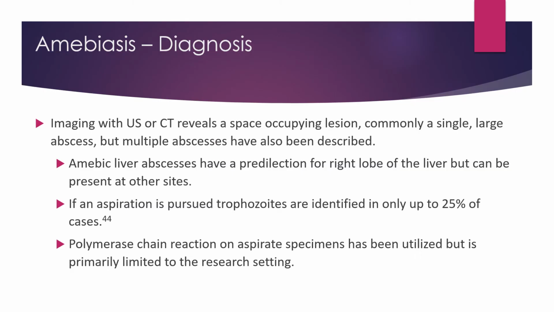So, diagnosis. Clearly, if a patient has pain, fever, and abnormal transaminases or bilirubin, imaging is necessary. Imaging with ultrasound or CT can reveal a space-occupying lesion, commonly a single large abscess, but multiple abscesses have been described as well. Abscesses have a predilection for the right lobe, but can be present in other sites. If aspiration is pursued, trophozoites are only seen in about 25% of cases. PCR has been employed on these samples in instances, but generally is research only or a send-out test, especially here in the States.